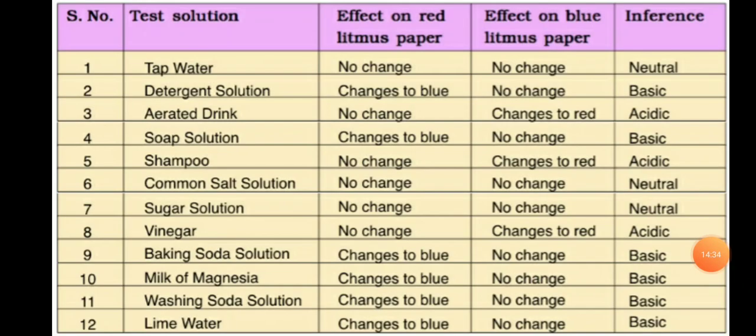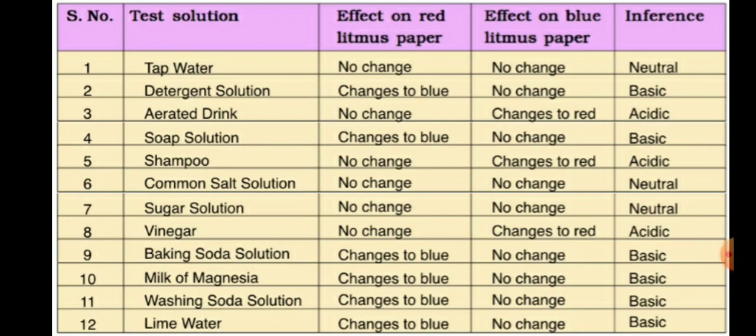So now let's discuss this table. Some solutions are given and the effect of litmus paper is studied, and it is asked whether a substance is acidic or basic. See the first one, it is tap water. Effect on red litmus paper, no change. Effect on blue litmus paper, no change. So what is the final inference? That it is a neutral solution, because there is no change on red litmus paper and no change on blue litmus paper.